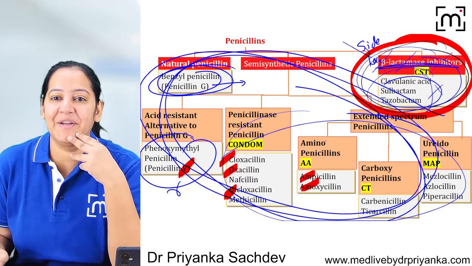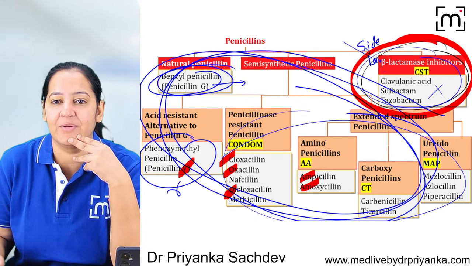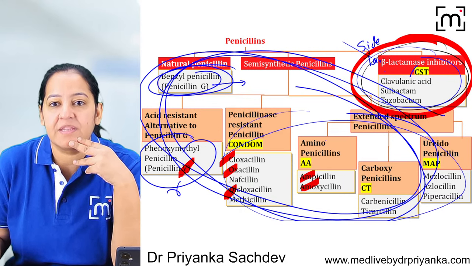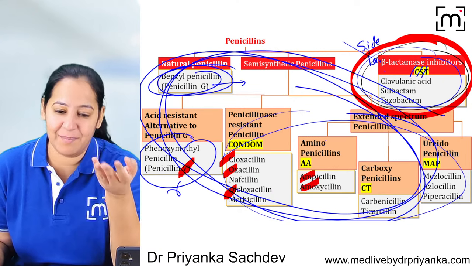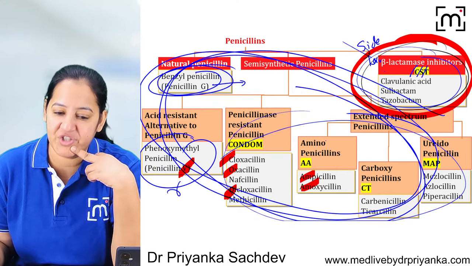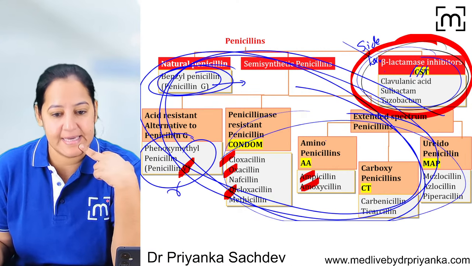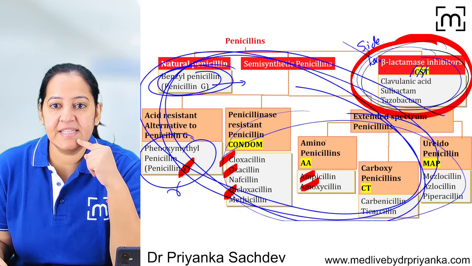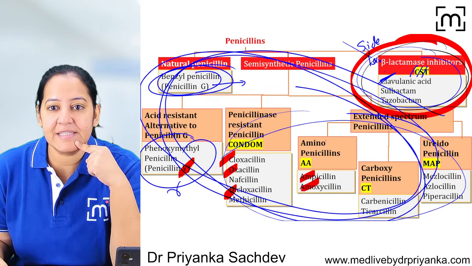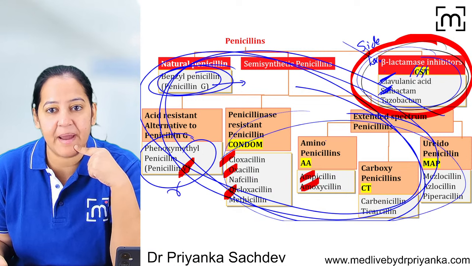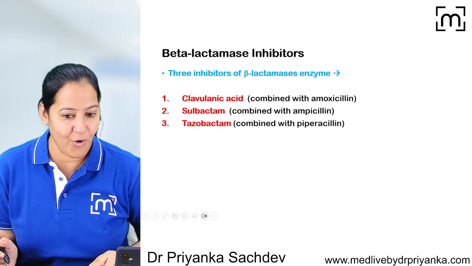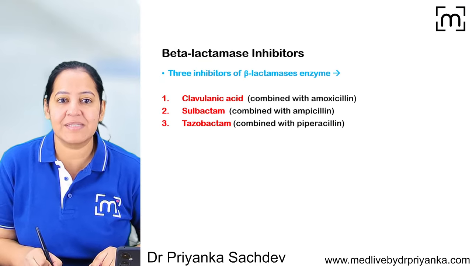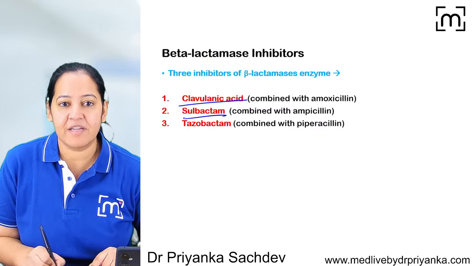So how many side heroes are there? We have three types of side heroes. The mnemonic is CST, Chhatrapati Shivaji Terminal in Mumbai. It's a station. You can make some other mnemonic if you wish. My mnemonic is CST. C stands for clavulanic acid, S stands for sulbactam, and T stands for tazobactam. I hope you got what I'm saying. So CST: clavulanic acid, sulbactam, tazobactam.